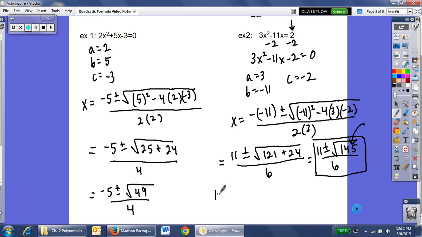Or we can separate this into a positive and negative. So we'd have 11 plus the square root of 145 over 6, or 11 minus the square root of 145 over 6 as both of our x values.